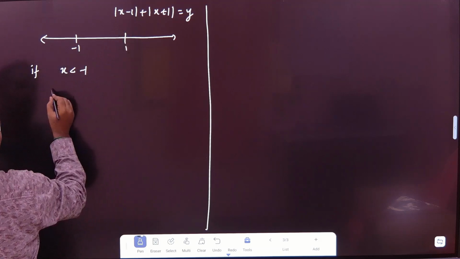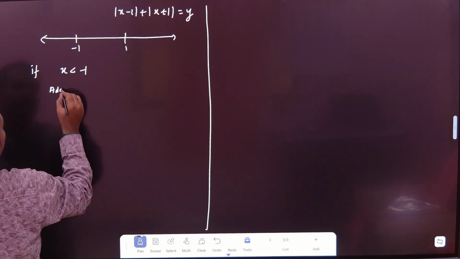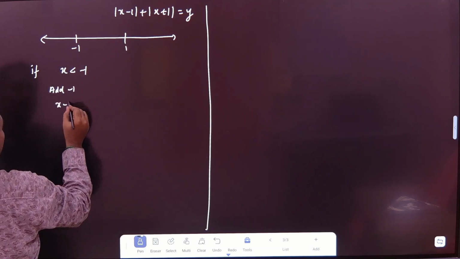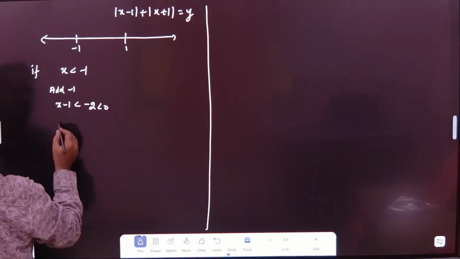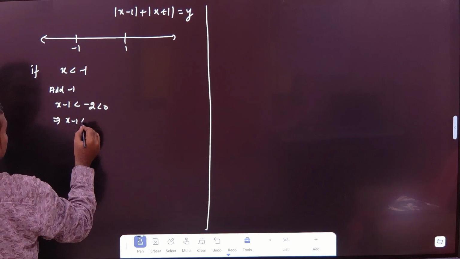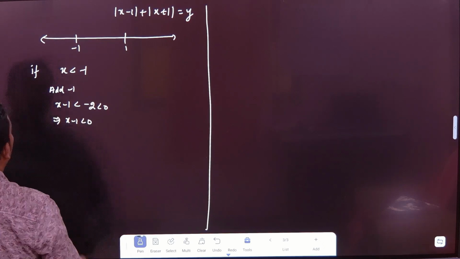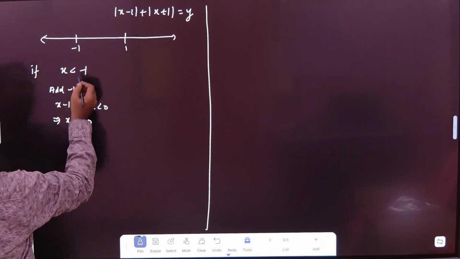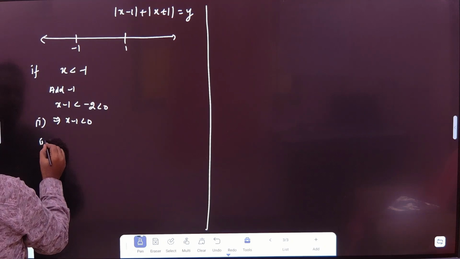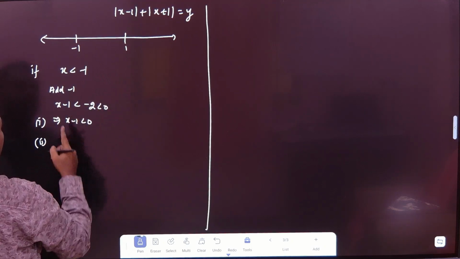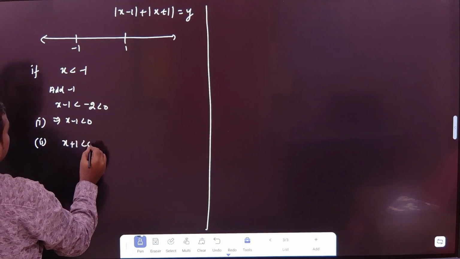We need x minus 1, adding minus 1 both sides. What will we get? x minus 1 is less than minus 2, right? Minus 2 is less than 0. So from this we can say x minus 1 is less than 0. Clear? And we need x plus 1. Add 1 both sides. This is the first observation. Second observation: add 1 both sides, definitely x plus 1 is less than 0.